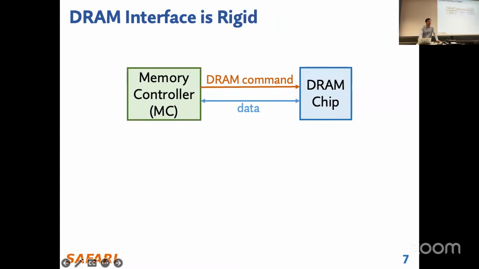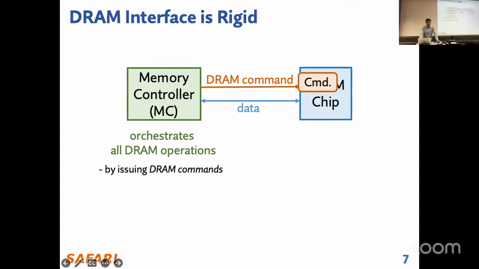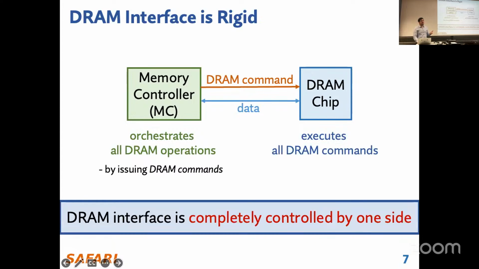Using this interface, the memory controller orchestrates all DRAM operations by sending commands to the DRAM chip, and the DRAM chip executes all DRAM commands without question. Thus, today's DRAM interface is completely controlled by one side.